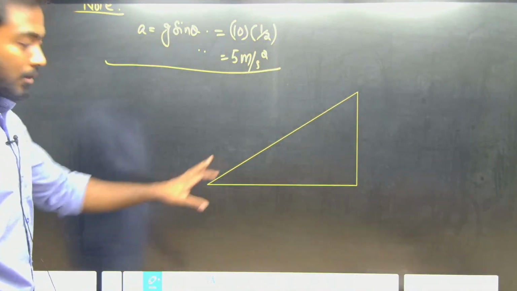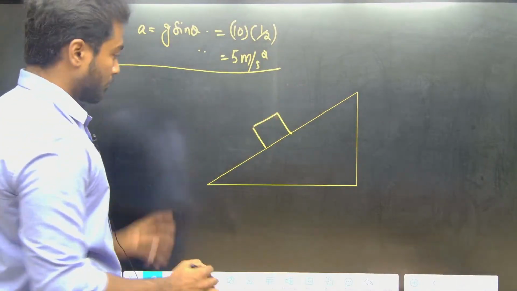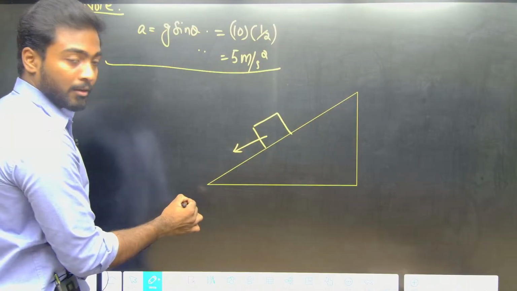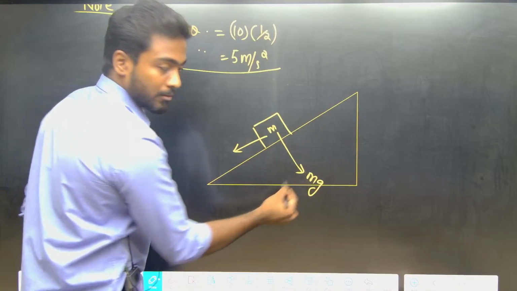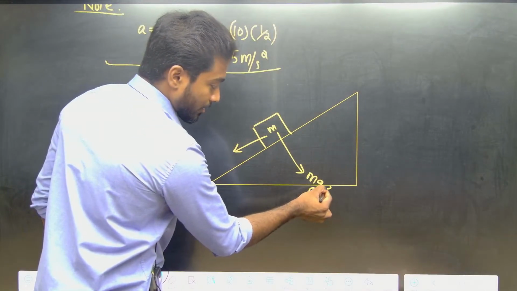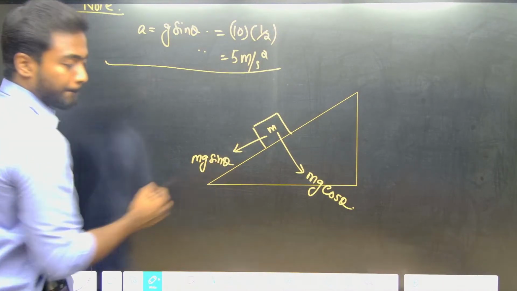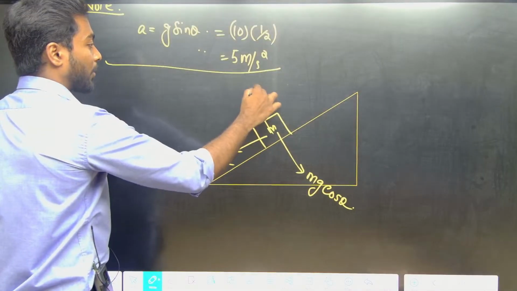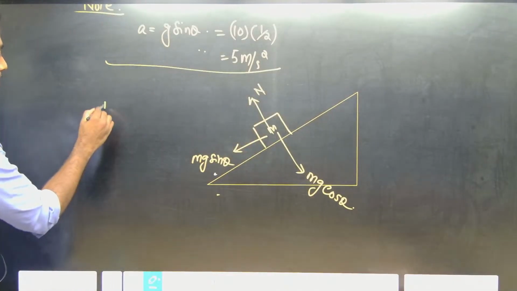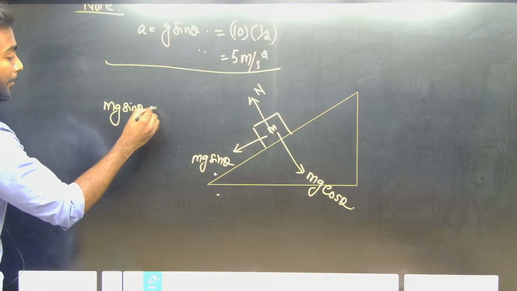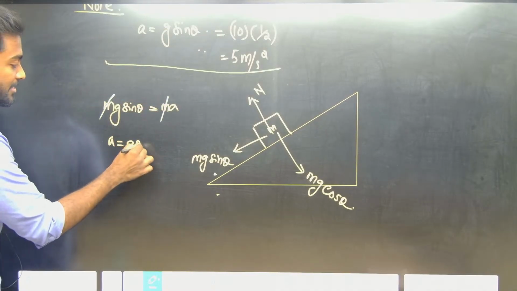This is the given system, no? If I talk about the block like this, obviously if I keep a block, it will come down. So this is my mass m, and this is my mg. What is mg? Its components are mg cos theta, and this is my mg sin theta, and my normal is this one. So mg sin theta, this is my force. So mg sin theta will be equal to mass into acceleration. So m and m will get cancelled off. a will be equal to g sin theta.